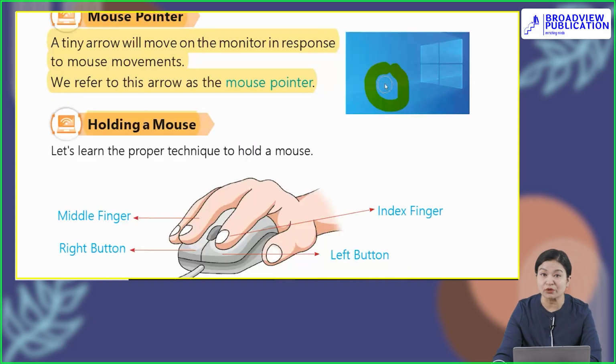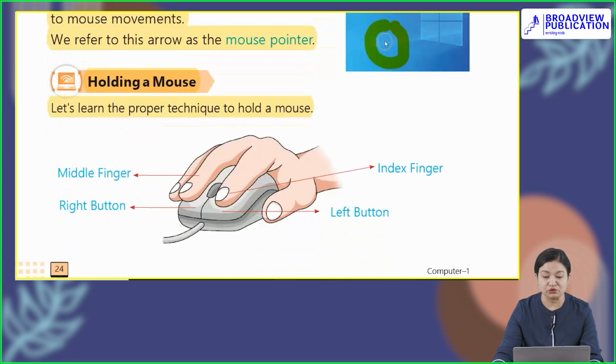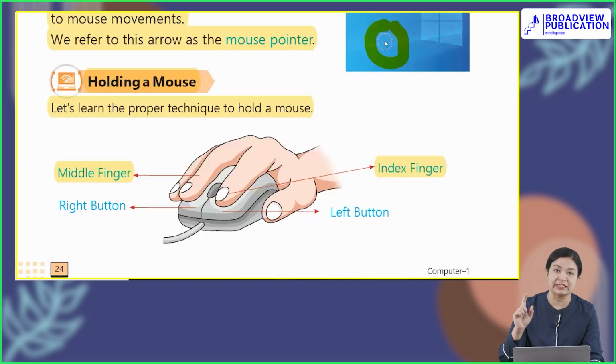Now let's know about holding a mouse. How to hold a mouse. It is very important for us to know how to hold a mouse gently. Let's learn the proper technique to hold a mouse. So you have to keep your middle finger here. You have to keep your index finger on the left button of the mouse. This is your right button and this is your left button.